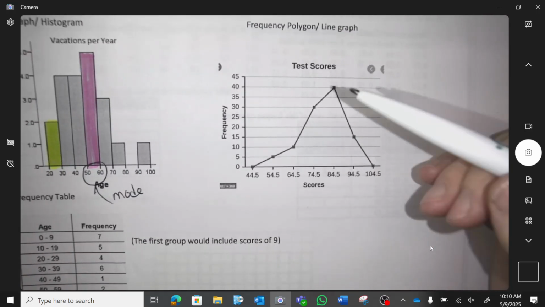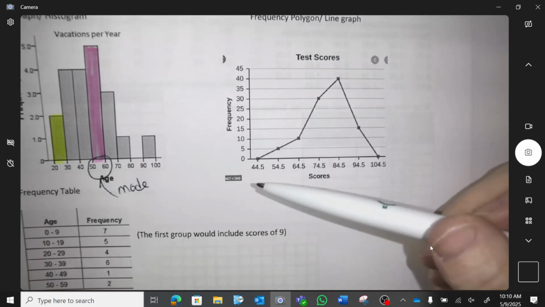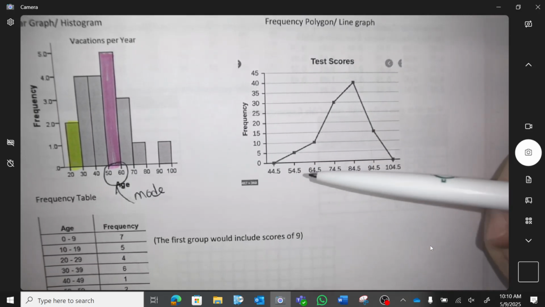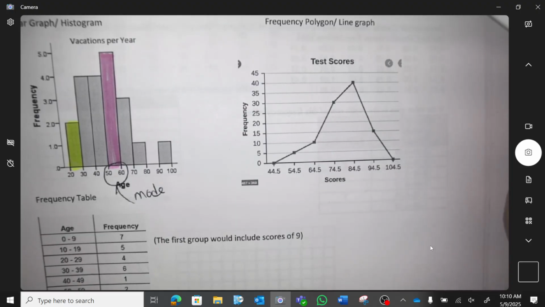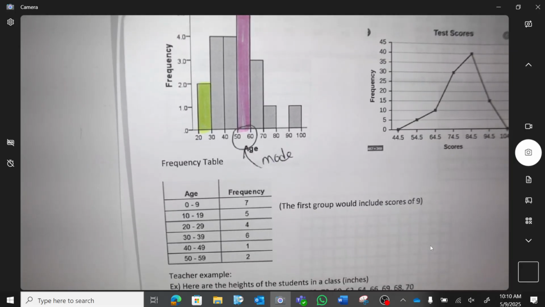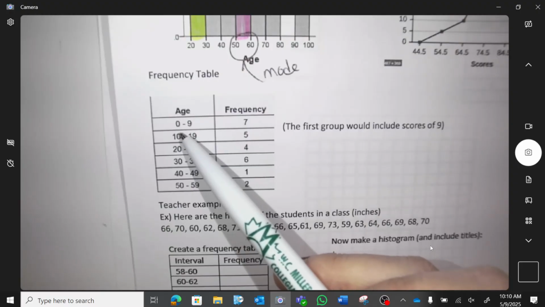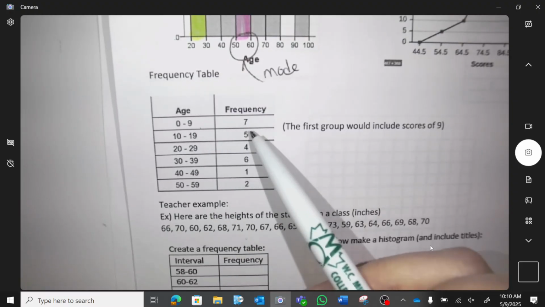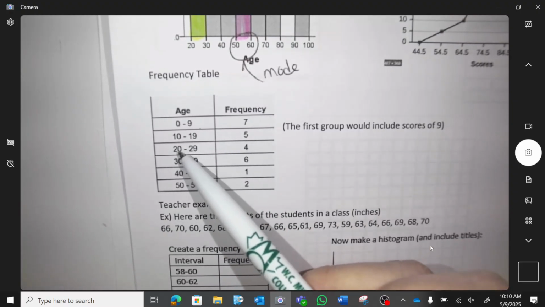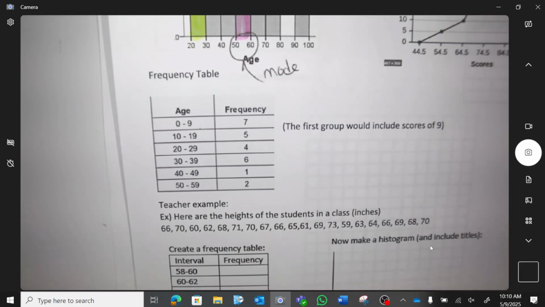This one is called a frequency polygon graph. We can do the same thing, except instead of doing bars, we're doing dots, and then we just connect the dots. This visual is called a frequency table. The people between the ages of 0 and 9 do something 7 times. The people between ages 10 to 19 do something 5 times. I'm not sure what this data is representing, but this is what it looks like.